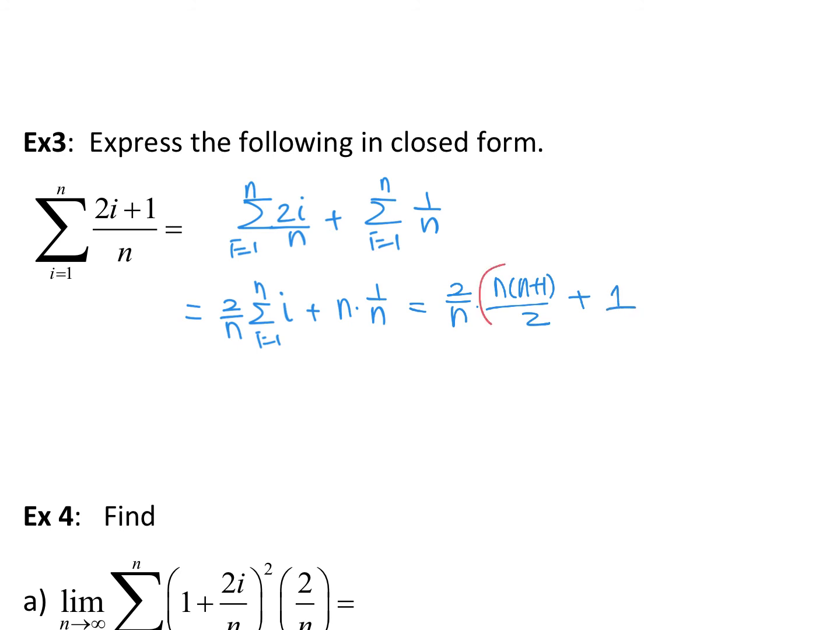So this comes from the formula right here, right? And this is here, right? So whatever that is, I can cancel out the 2, and then I can cancel out n, so it'd be n plus 1 plus 1, so n plus 2.